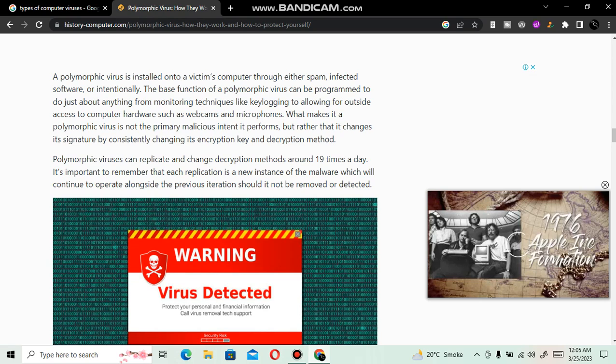What makes it a polymorphic virus is not the primary malicious intent it performs, but rather that it changes its signature by consistently changing its encryption key and decryption method. A polymorphic virus can replicate and change its decryption method around 19 times a day. It's important to remember that each replication is a new instance of malware which will continue to operate alongside the previous edition should it not be removed or detected.